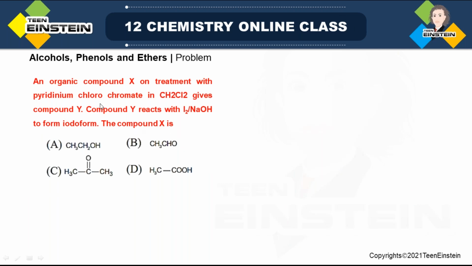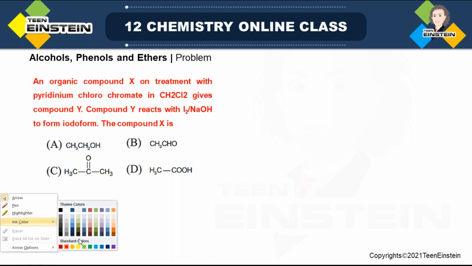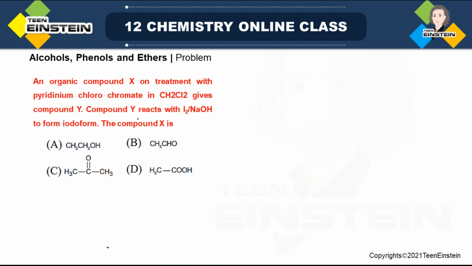We have a question here. An organic compound X, on treatment with pyridinium chlorochromate. Pyridinium chlorochromate is PCC. So PCC is an oxidizing agent, basically not a very strong oxidizing agent. If you use this oxidizing agent with a 1 degree alcohol, you will get an aldehyde. So you have taken an organic compound X, you are treating it with PCC in CH2Cl2, which is nothing but solvent, and you are getting Y.